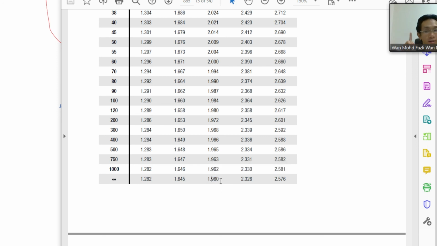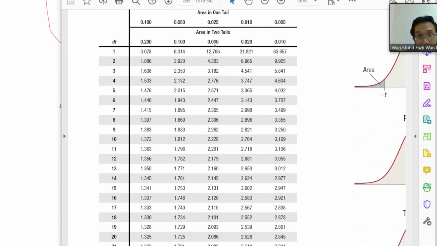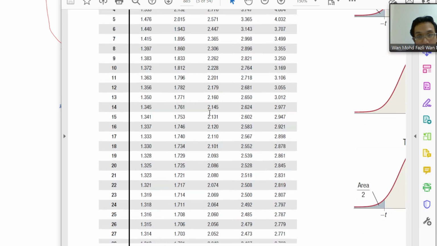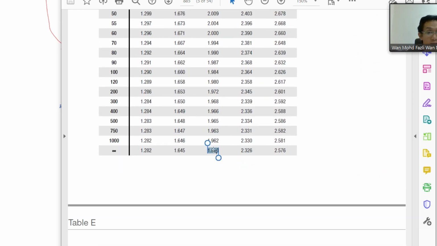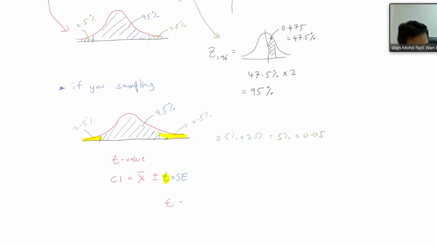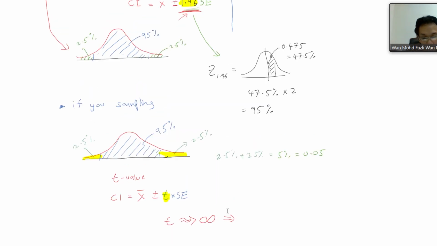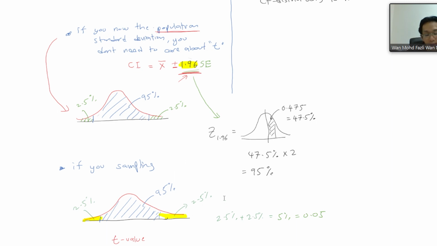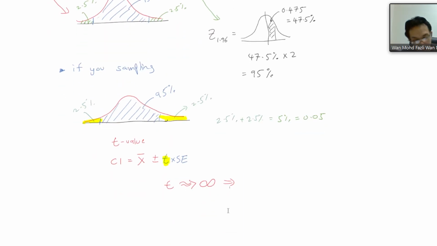It is the same number as when you do Z, when you know the population standard deviation. At the end you will get 1.96. But before that you have a larger T. If you go until infinity, meaning you are nearing the population, you get this 1.96, which we said before comes from the Z table. If T is nearing infinity, the value will be similar to what you get in a standard normal distribution table. So that is what we want.